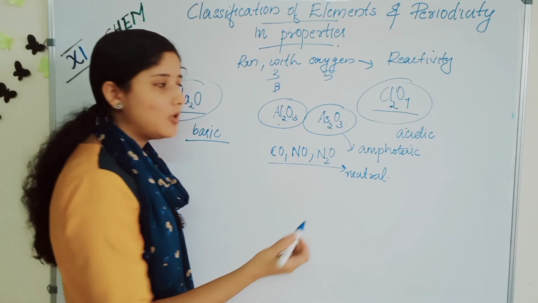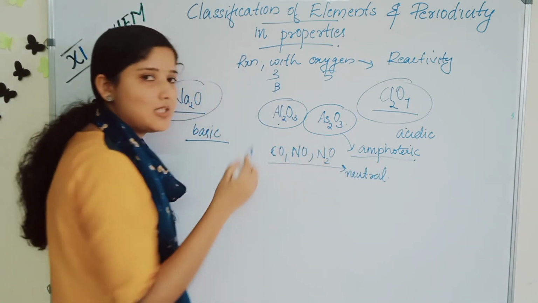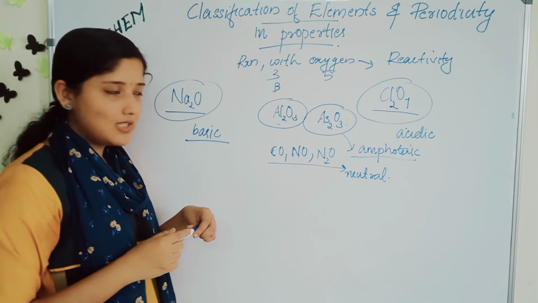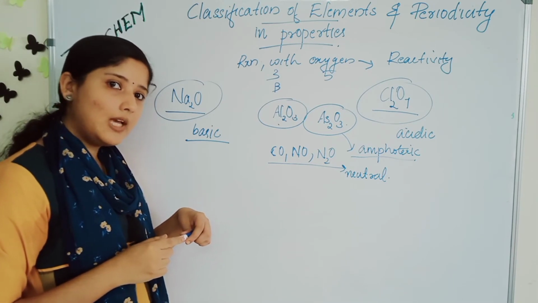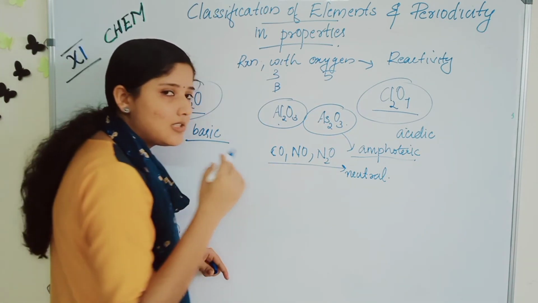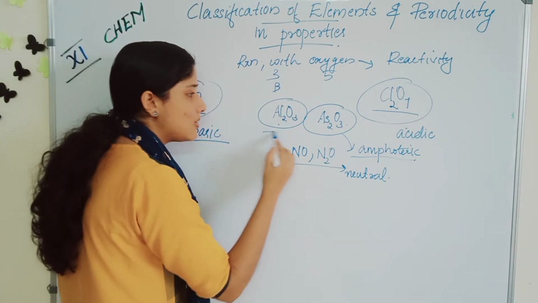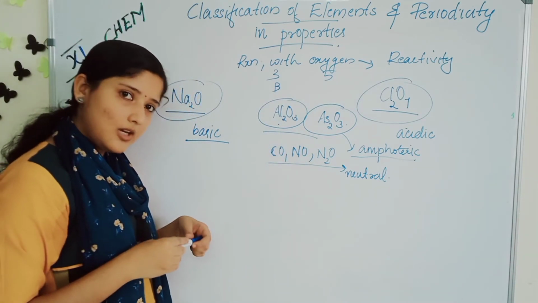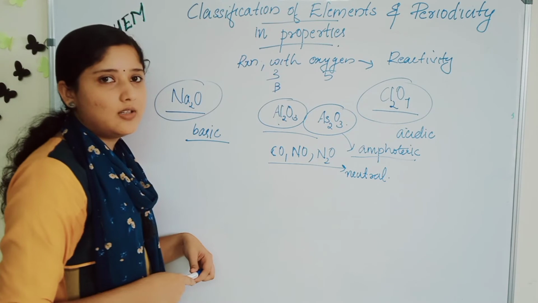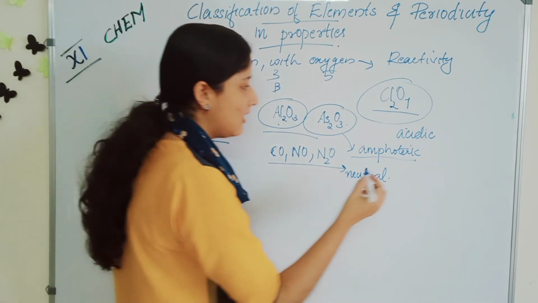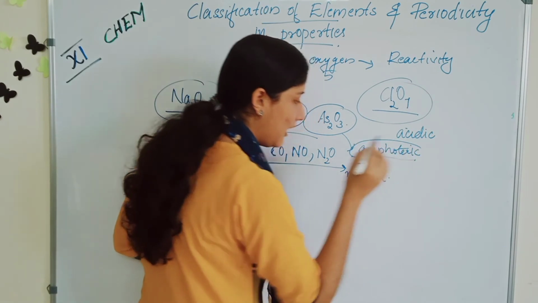Amphoteric means these elements behave as acidic in reaction with bases, and basic in reaction with acids. If they are reacting with an acidic compound, they will behave as bases, and if they are reacting with basic compounds, they will react as acidic in nature. That is the meaning of amphoteric behavior.